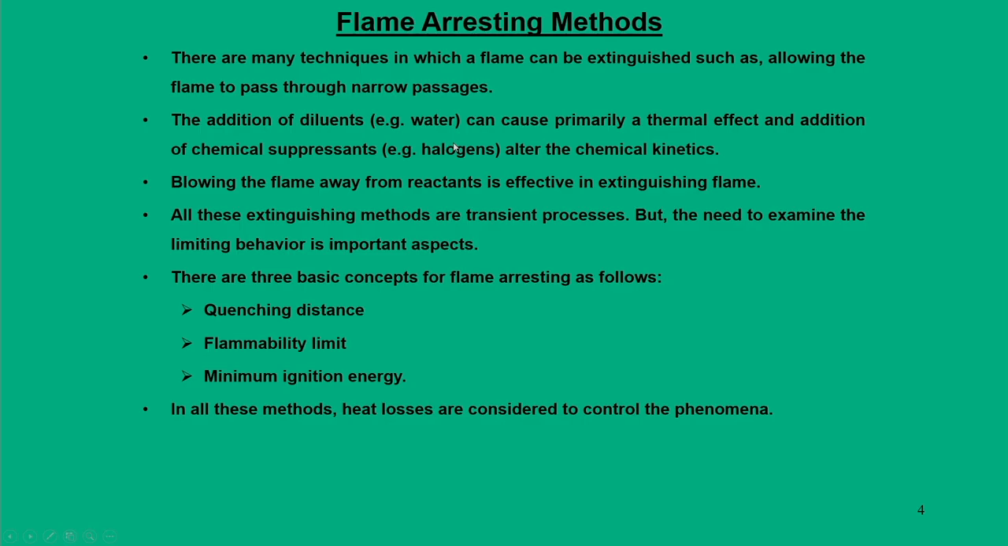There are many techniques by which a flame can be extinguished. When you allow the flame to pass through a narrow passage, the fuel and air mixture is not in sufficient quantity to pass, so the flame terminates then and there. In other cases, like the addition of diluents, if you add water to fire, then the fire stops. The addition of diluents causes primarily a thermal effect, and the addition of inhibitors like halogens alters the chemical kinetics. So we can add chemicals to the flame to extinguish it. Another way is simply blowing away the reactants. In fact, all these extinguishing methods are transient methods, but we need to examine their behaviors.